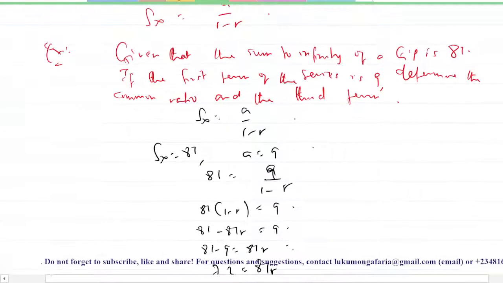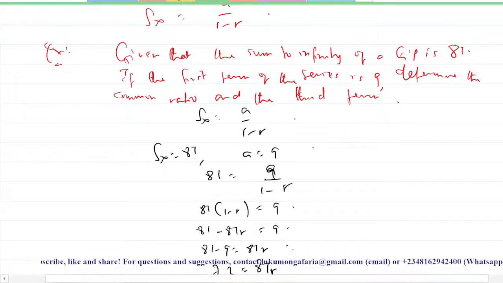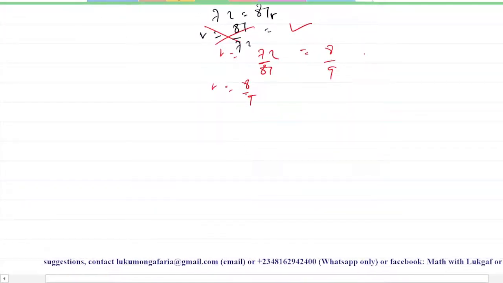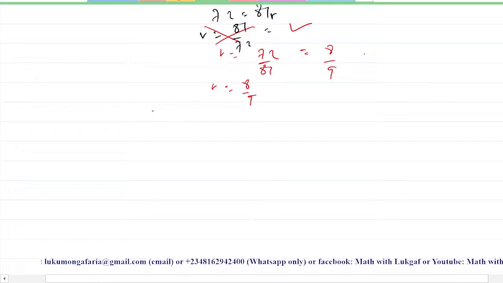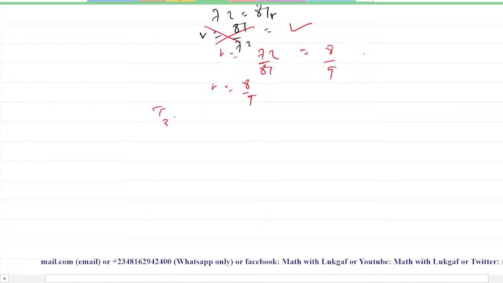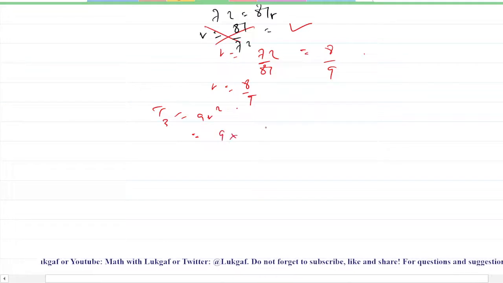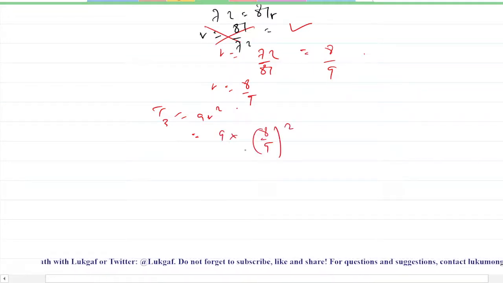The second question asks us to find what? The third term. So what is the third term of a GP? The third term is T3, that's AR squared. And we know that our first term is 9. That's 9 multiplied by 8 divided by 9, everything squared.